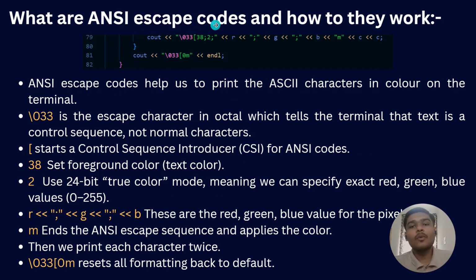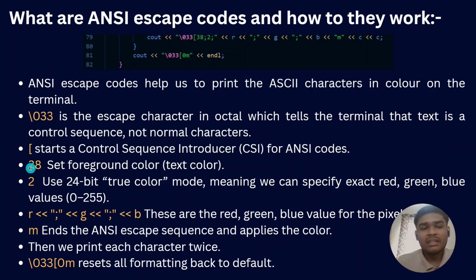So what are ANSI escape codes and how do they work? ANSI escape codes help us to print the ASCII characters in color on the terminal. Let's see. This slash 033 is the escape character in octal, which tells the terminal that what follows is a control sequence, not normal characters. Then this square bracket starts a control sequence introducer, or ANSI codes. Means basically from here the ANSI codes start.